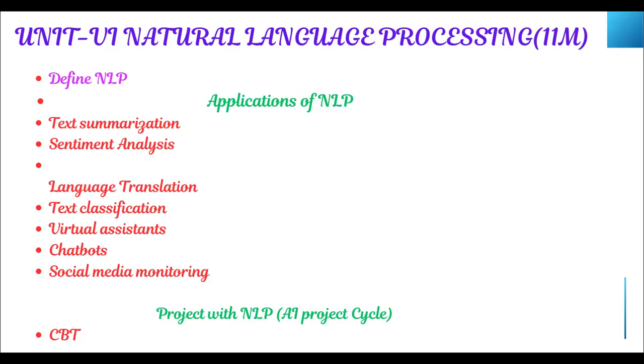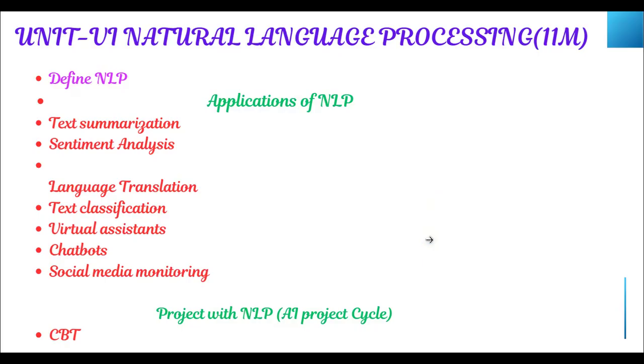So, how to get 11 out of 11? On which topics you have to concentrate? Define NLP, applications of NLP, text summarization, sentiment analysis, language translation, text classification, virtual assistants, chatbots, social media monitoring, project with NLP, like AI project cycle. Again, with one scenario we are going to see in this chapter also.